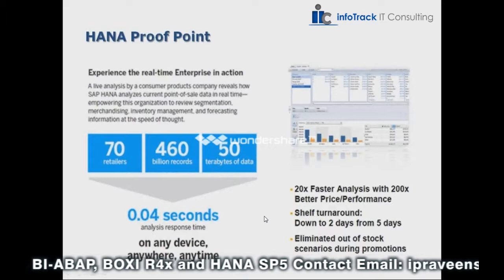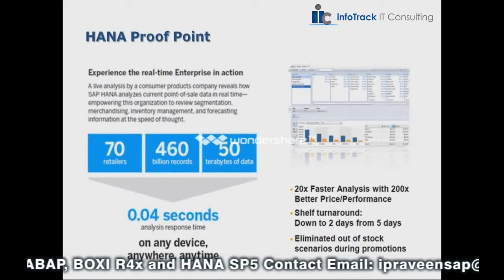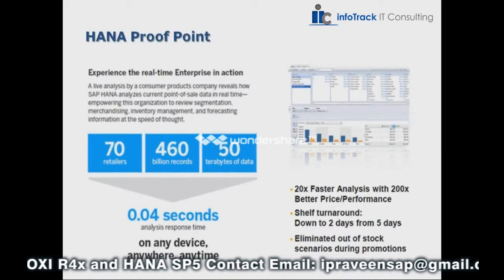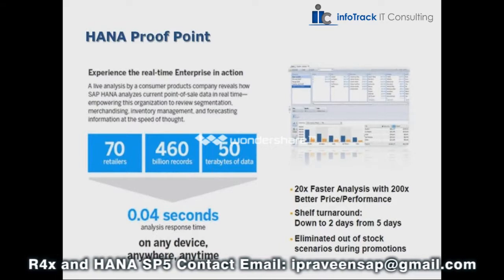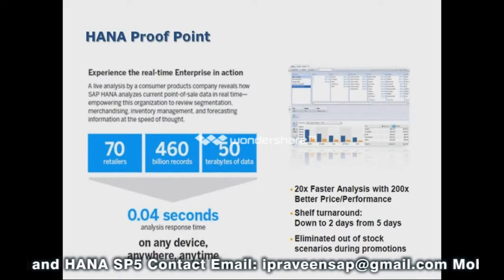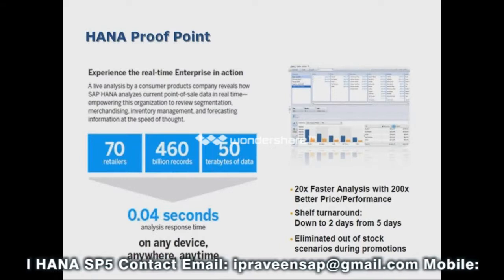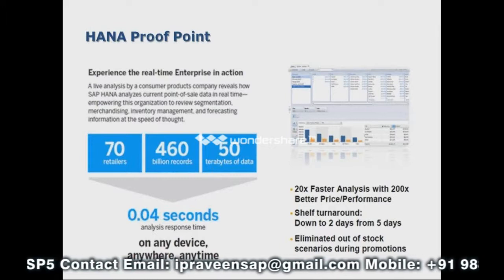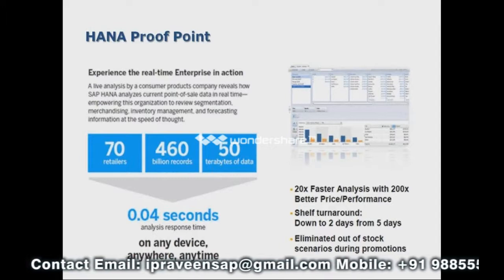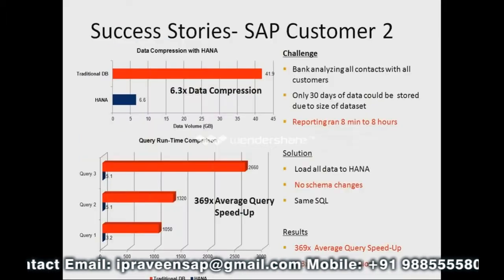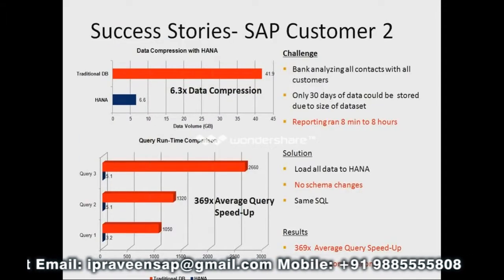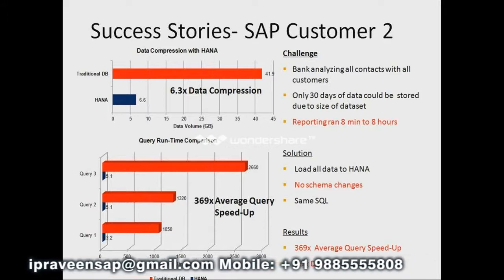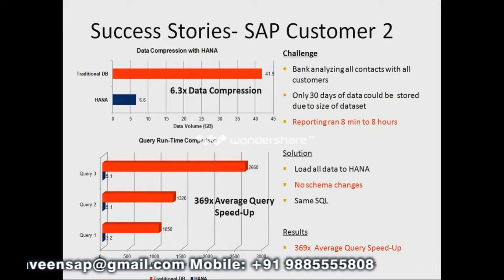And this is the next success story of an SAP customer. This experiment was done on the data of Barclays Bank. I hope you all know Barclays Bank, one of the biggest banks in Europe. When they used the HANA database instead of the traditional database, the data compression was so high, up to 6.3 times compared with the traditional database.